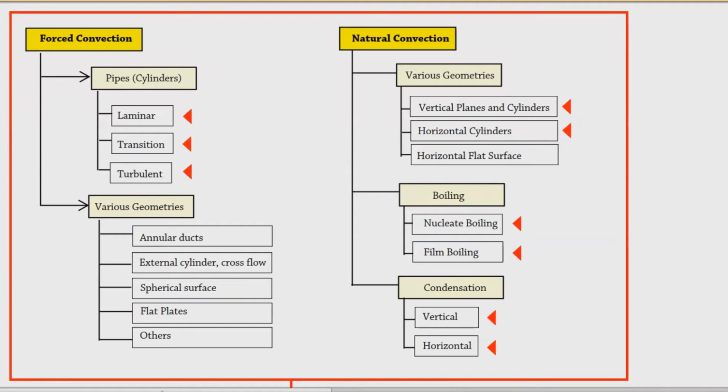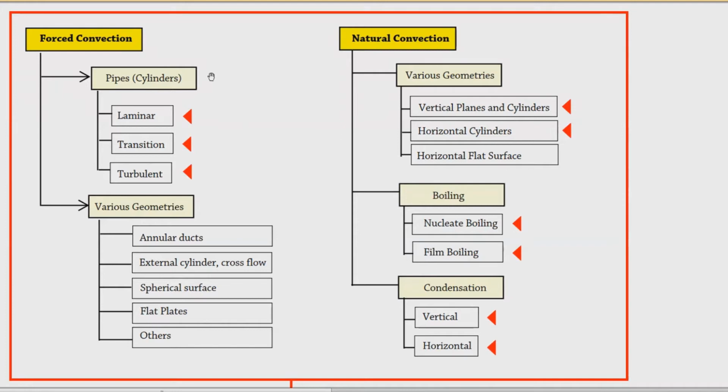I wanted you to take a good look at these pipes and various geometries. While for natural convection, you can see that there are various geometries and then boiling, condensation. Now, as I've said before, forced convection is done through the use of mechanical means. That's why we would always be encountering problems in pipes since we're using those mechanical means like pumps and blowers. So that's a logical way of thinking, that they should be delivered through pipes.